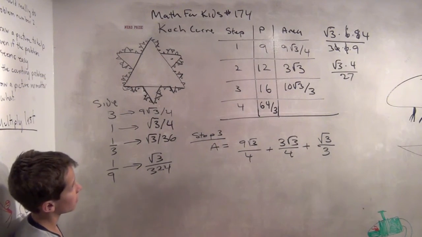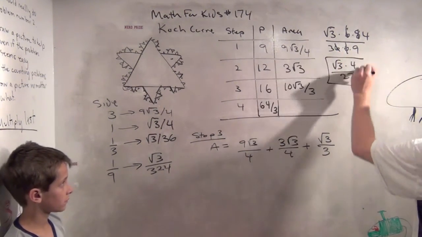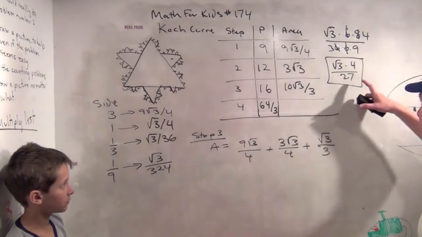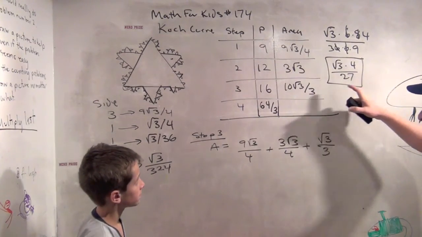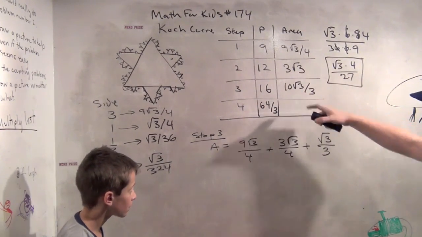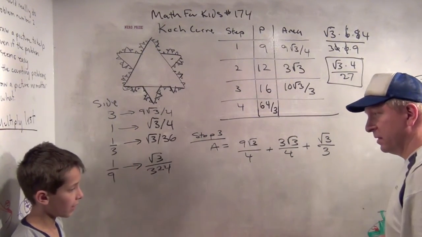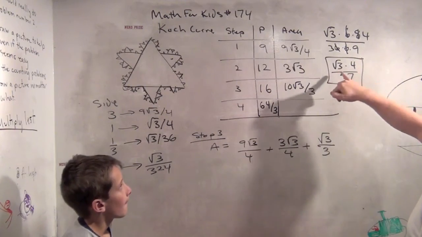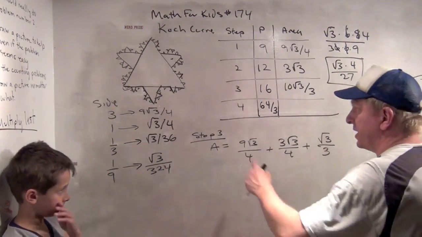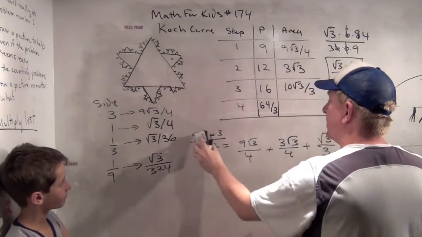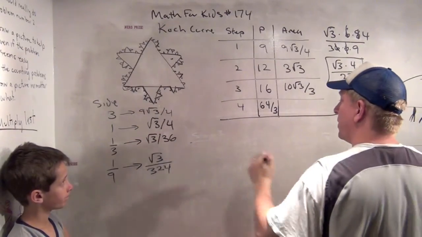Okay? Yep. All right. So this is a very complicated calculation. This is how much area we're adding on now, and we have to add that on to 10 times the square root of 3 over 3. Okay? Does that make sense? Yeah. Okay, this is 4 times the square root of 3 over 27, the area of our new little triangles. And so now we do step 4.